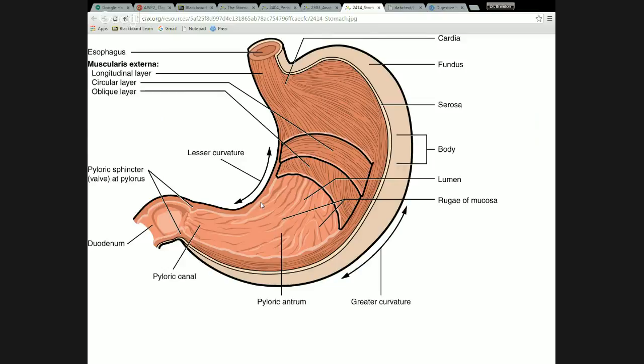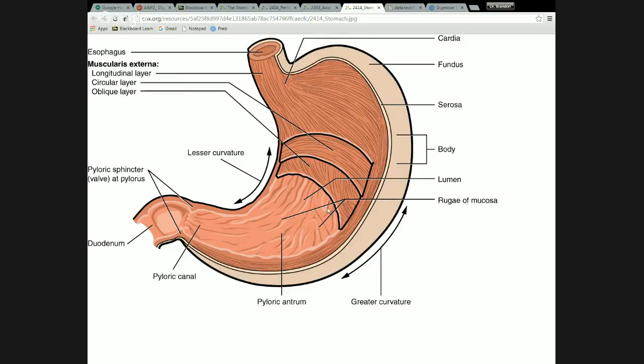We'll see rugae actually in other places in the body where the same sort of enlargement takes place. What's another organ you think would have wrinkles on the inside because it has to expand as it fills? Right, the bladder has rugae also. We'll see that actually next week, when we're talking about the urinary system.